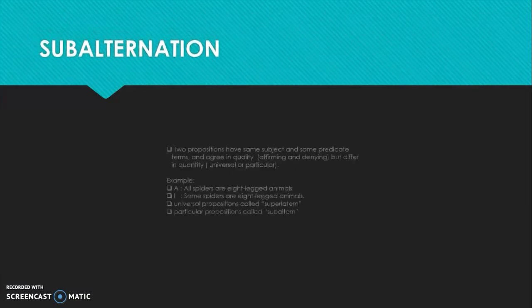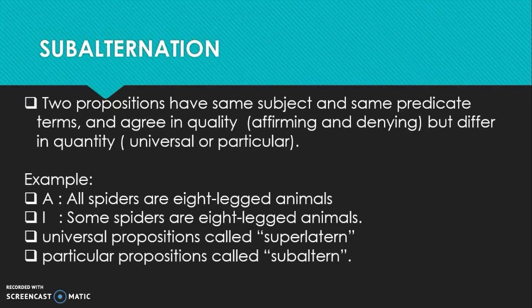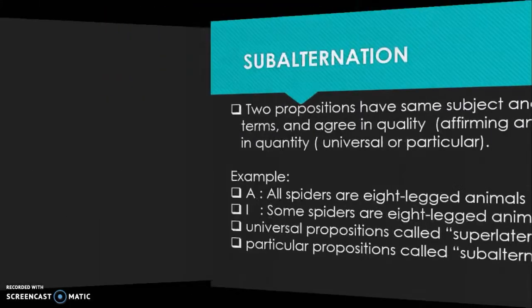Okay, subalternation. Subalternation is two propositions that have the same subject and the same predicate terms and agree in quality, affirming or denying, but differ in quantity, universal and particular. Example, the A proposition says all spiders are egg-laying animals. The I proposition says some spiders are egg-laying animals. Universal propositions are called superaltern and particular propositions are called subaltern.